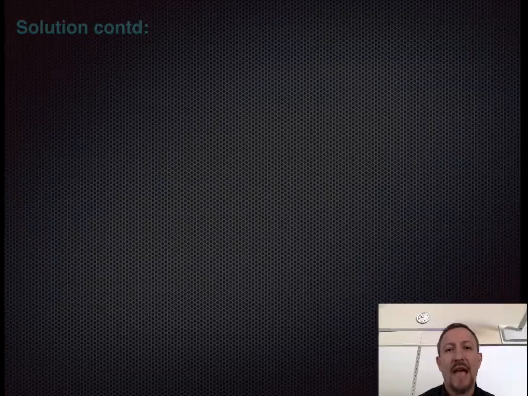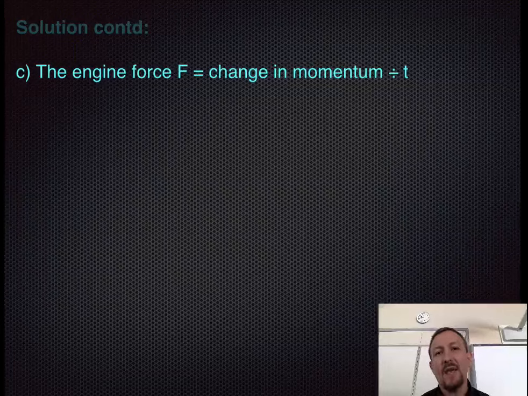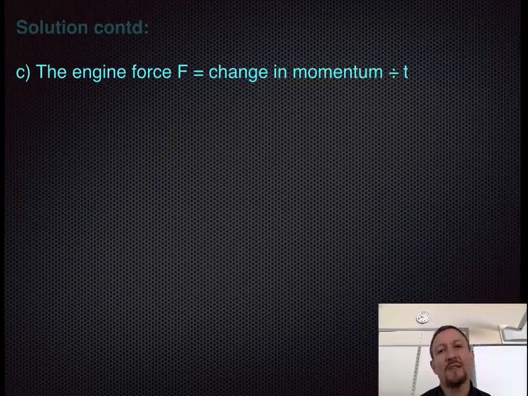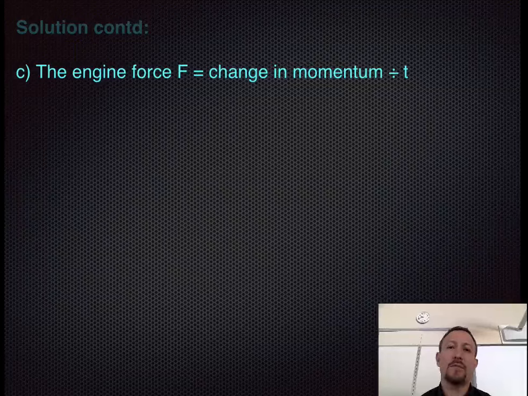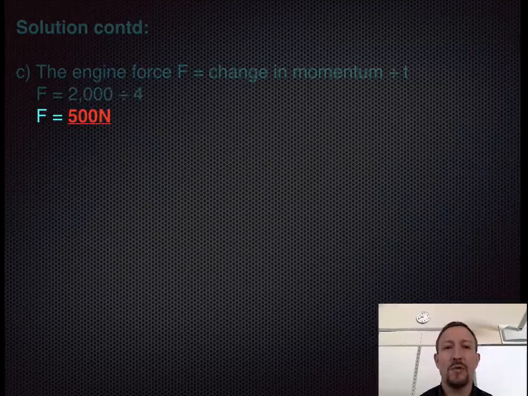All right, so let's look at the final one where we've got to calculate the engine force. Well, we know that the impulse Ft equals 2,000 kilogram meters per second. So the change in momentum, the force will be the change in momentum divided by the time. Now we know the time that the force was applied on the object was 4 seconds. So we get 2,000 divided by 4. So F is going to equal 500 newtons.